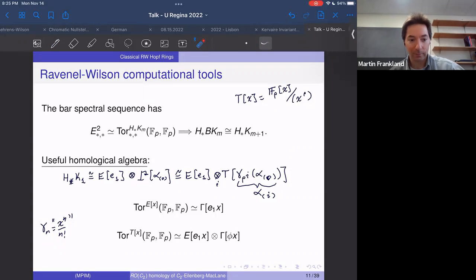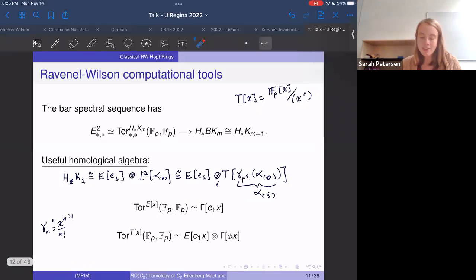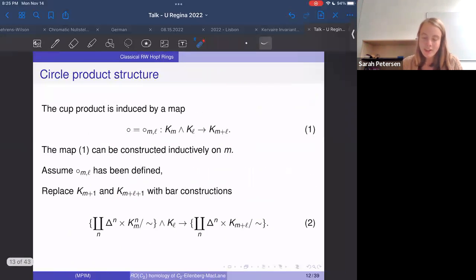Thank you. Okay, so this allows you to at least get to the E2 page of the bar spectral sequence. But there's some structure we haven't used yet. We haven't used the circle product structure. And the circle product structure is induced by some map from Km and Kl to Km plus L, since this is coming from the cup product in cohomology.